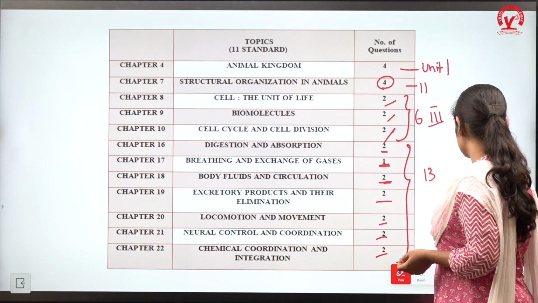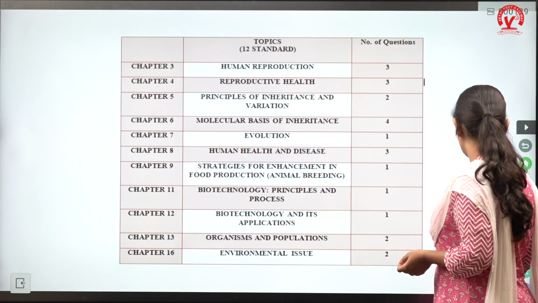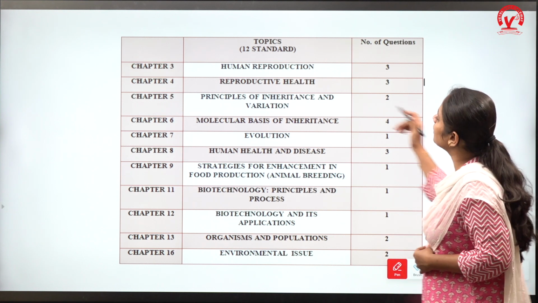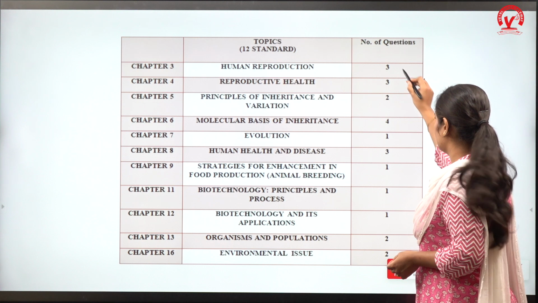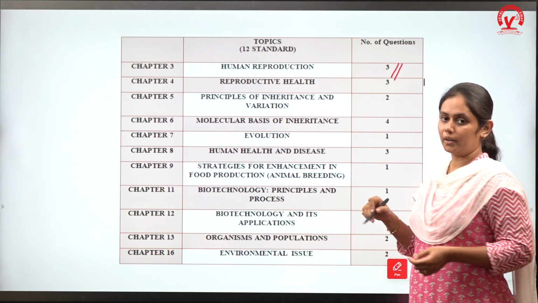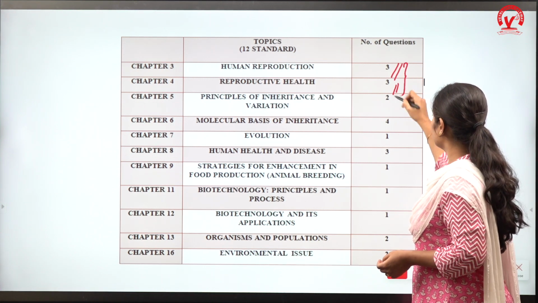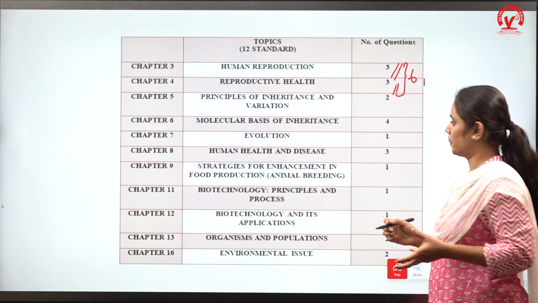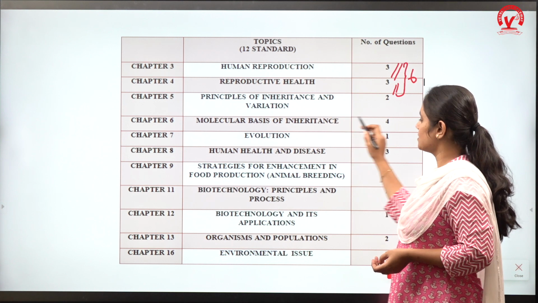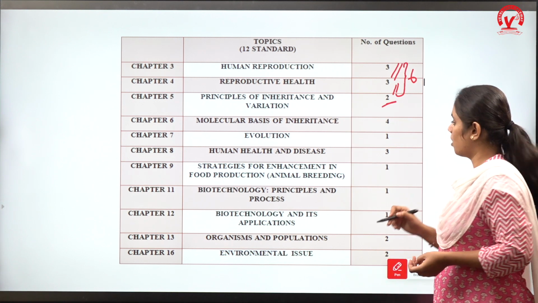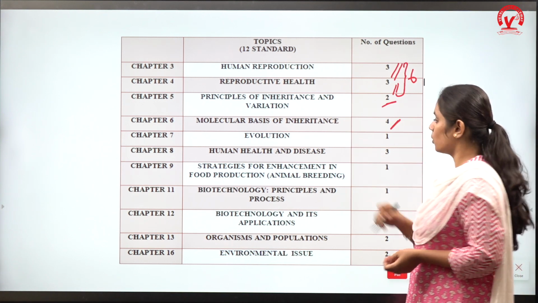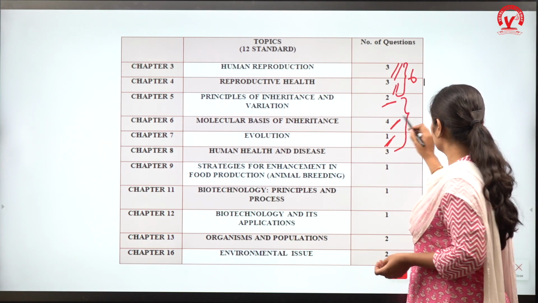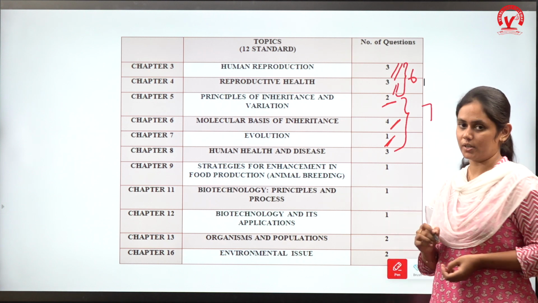Coming to the 12th syllabus. So here, the number of questions asked will be: from human reproduction they have asked 3 questions, reproductive health 3 questions. So totally 6 questions in zoology from the reproduction chapter. Then principle of inheritance and variation 2 questions, molecular basis of inheritance 4 questions, and evolution 1 question. So from genetics and evolution they have asked 7 questions totally.